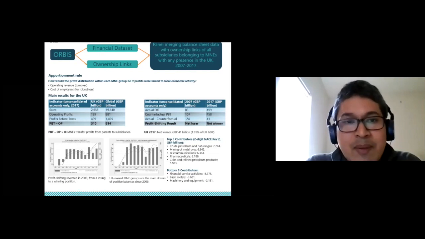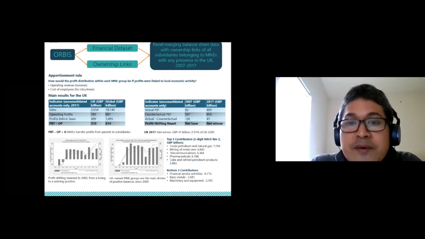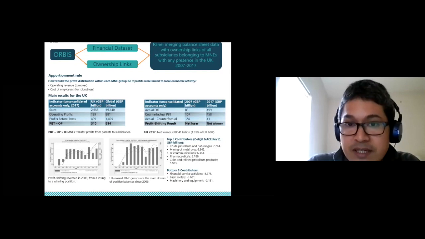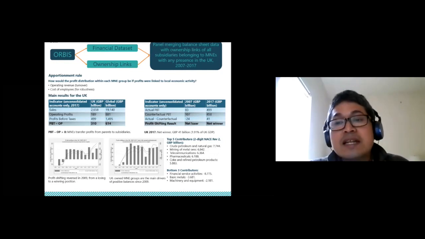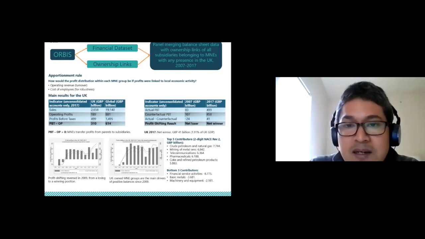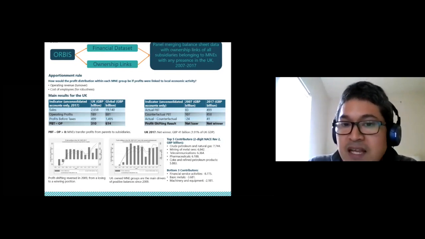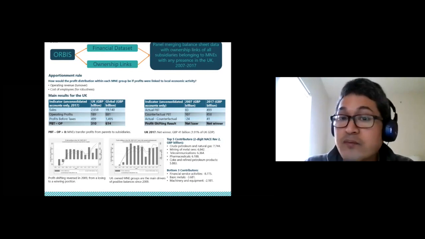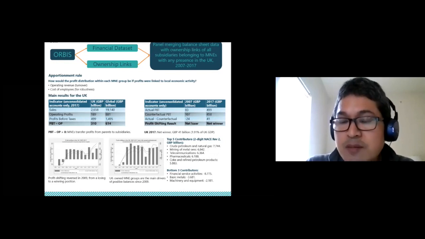If we apply the apportionment rule described before and we calculate these estimates for the UK, we see in the right-hand side table that we are comparing the actual profits before taxes by firms in the UK with that counterfactual constructed via this apportionment rule. We see that in 2017, the actual profits before taxes registered exceed that counterfactual, which means that the UK has a net winning position in terms of offshore profit shifting, represented by a gap of 41 billion pounds. In terms of the UK GDP, this amount makes up 1.91% of the total UK GDP in that year.